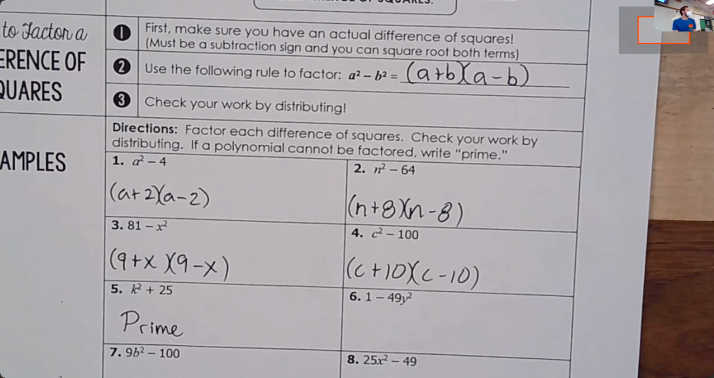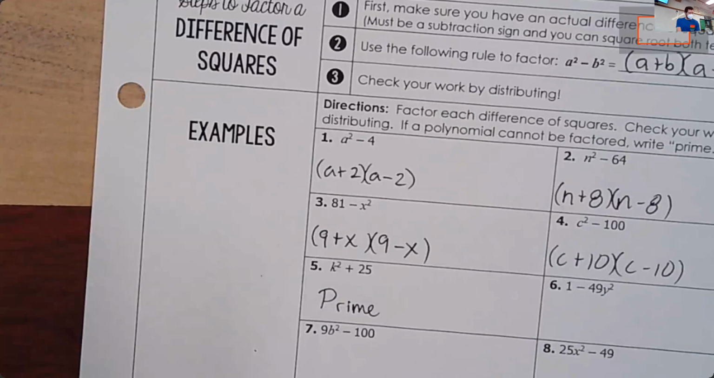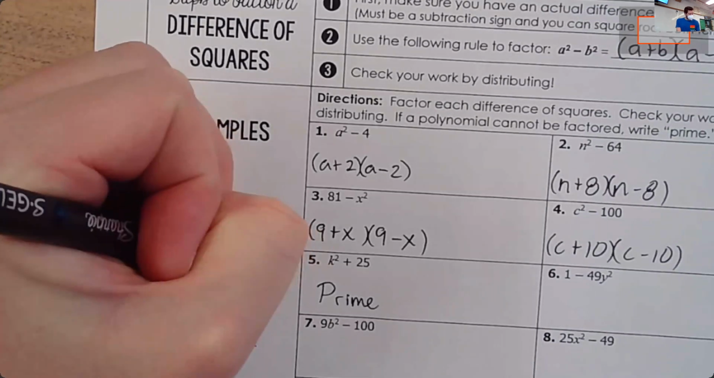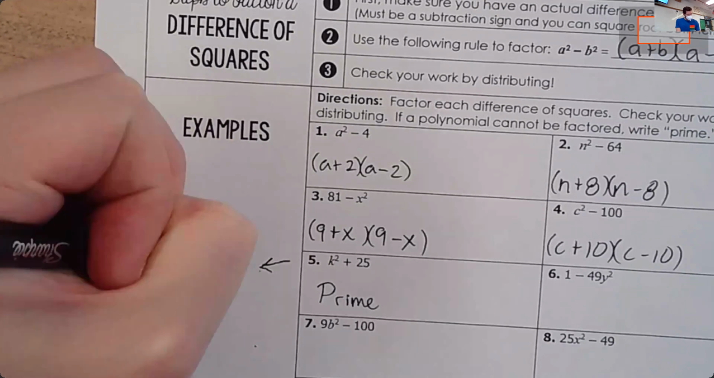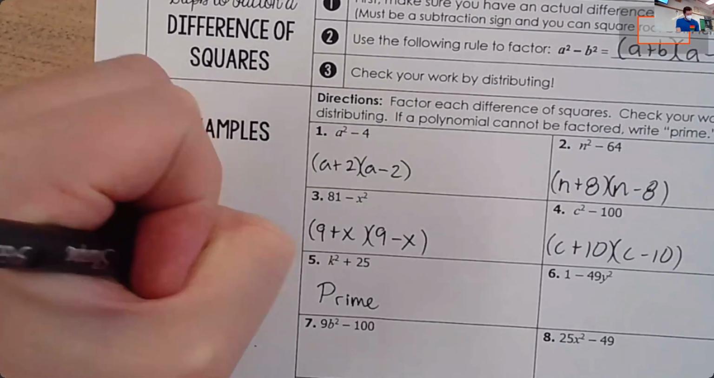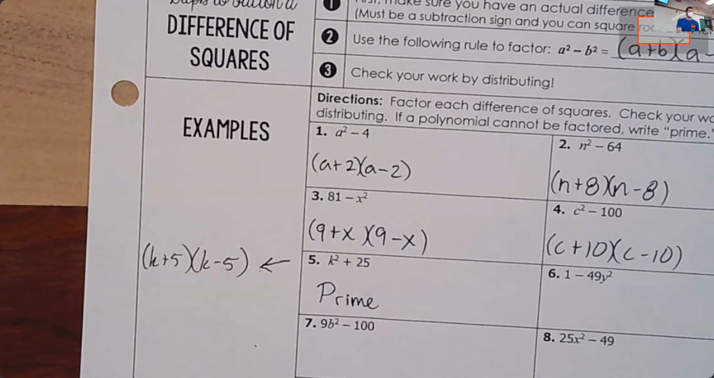Why is 5 prime? Anybody can tell me that? Tell me what do you think? Yeah, it's a plus. It's not a minus. This is a sum of squares, and so that actually doesn't work. I'll show you real quick why. If you were to do k plus 5 and k minus 5, which if you wrote that down, no worries. I'm sure plenty of people wrote that down for the answer on that one.